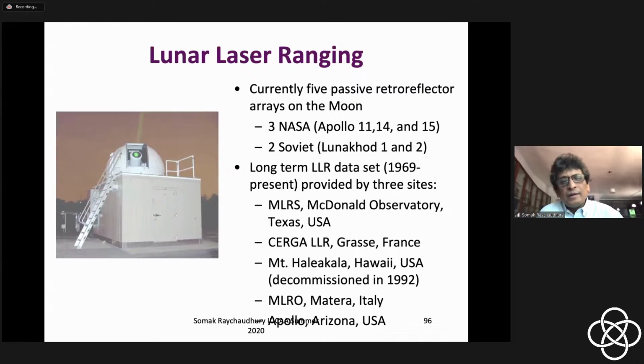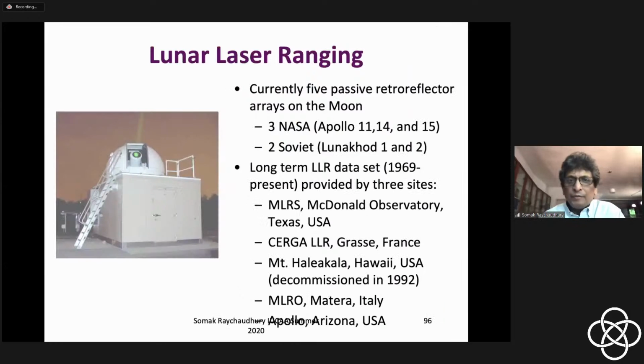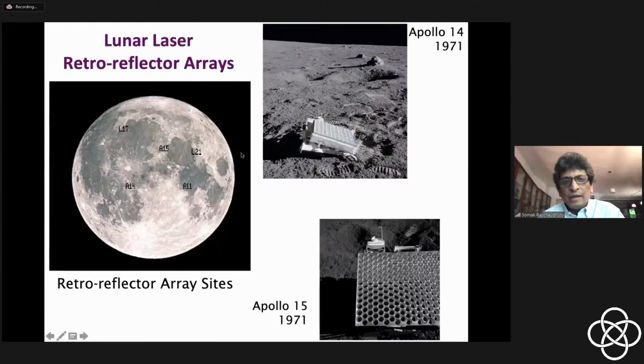This is the one at the McDonald Observatory in Texas, in the US, where you have a laser that's actually pointed at the moon. So here are examples. In the 3 Apollo missions and 2 of the Soviet missions, arrays of mirrors were left on the moon at 5 places. Okay, they look like this.